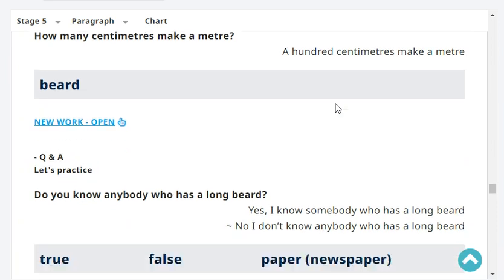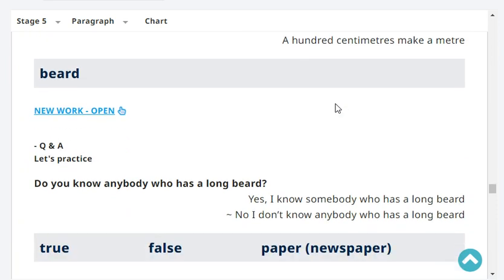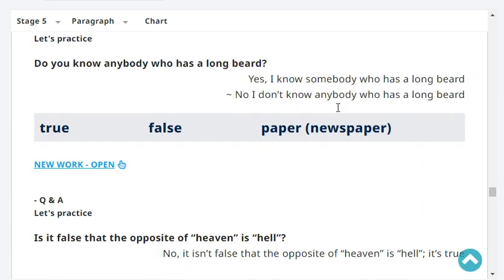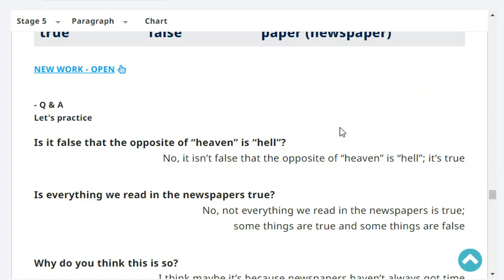Very good. Do you know anybody who has a long beard? Yes or no? Yes, I know somebody who has a long beard. Very good. Is it false that the opposite of heaven is hell? No, it isn't false that the opposite of heaven is hell. It's true.